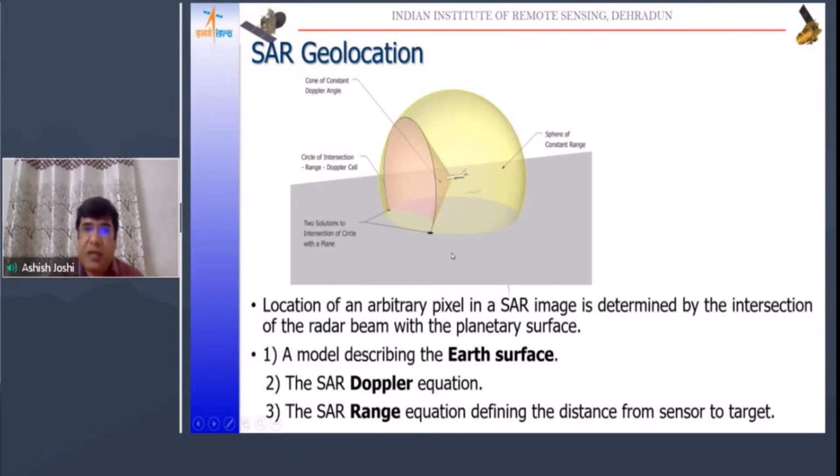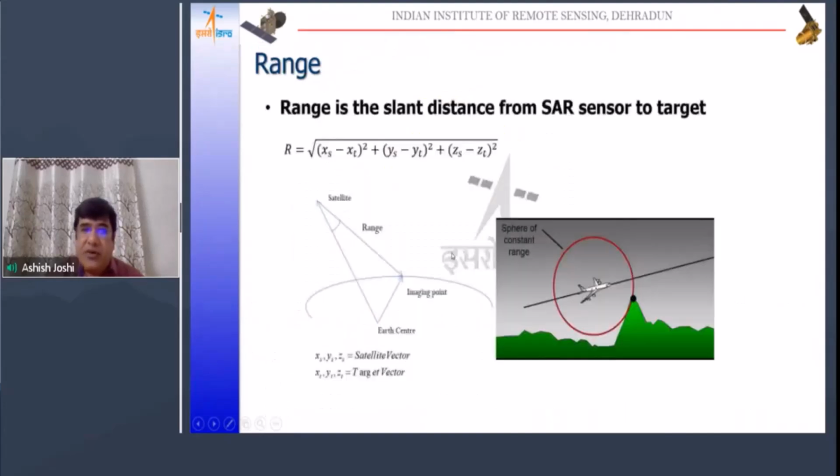So we can geolocate one target. So what is the range? Range is the slant range distance from the SAR sensor to the target. If this is the satellite, then xs, ys, and zs is the position of the satellite, and xt, yt, and zt is the position of the image pixel. Then we have to determine this. xt, yt, and zt are unknown, but we know the range. So the first equation is the range equals this. In this equation, r and xs, ys, zs are known, but xt, yt, zt are unknown. So this is the range equation.